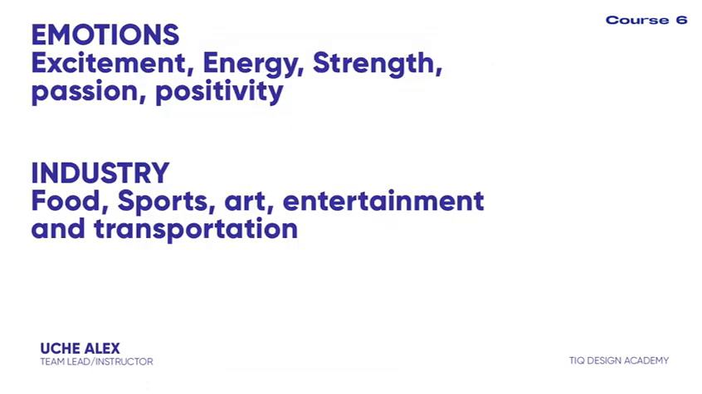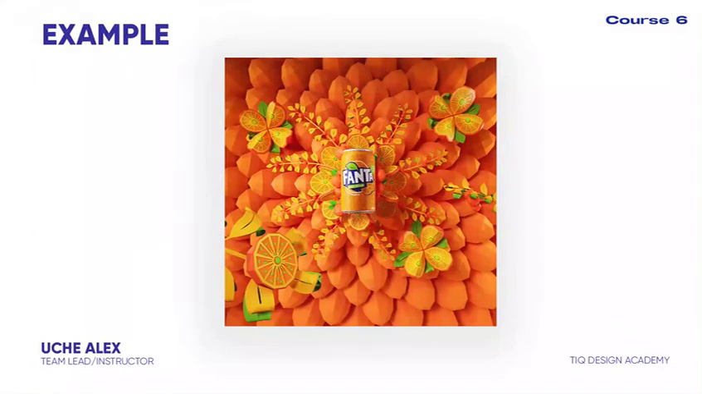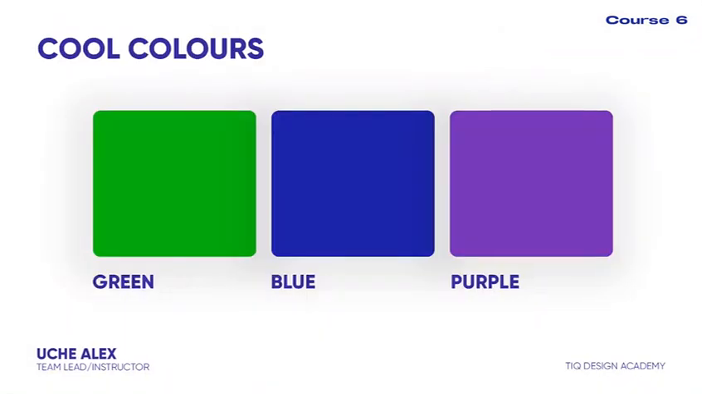So the emotions attached to the color orange are excitement, energy, strength, passion, and positivity. Because of these emotions, the color orange is mostly used in graphic design to energize, draw attention, caution, and even stimulate. And here are the different industries where the color orange is used mostly in graphic design. The industries are food, sports, arts, entertainment, and transportation. And if you look at this example, one company that makes good use of orange is Fanta. So that's enough for the warm colors.